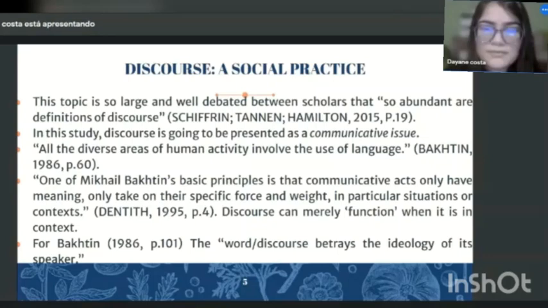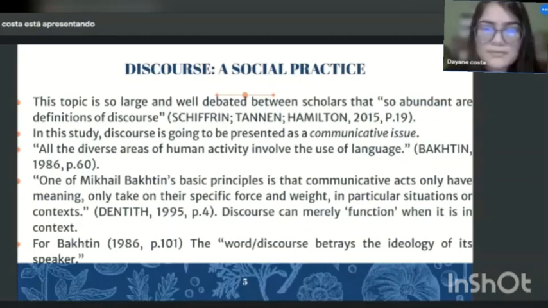Mikhail Bakhtin says that communicative acts only have meaning, only take on specific force and weight, in particular situations or contexts. So you can see that discourse can only function when it is in context. It's not possible to analyze discourse without context. You have to know who said it, for whom it was directed, and so on.